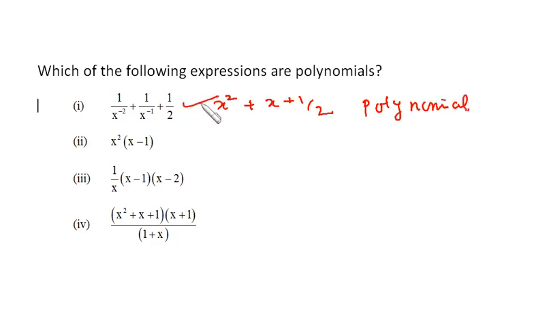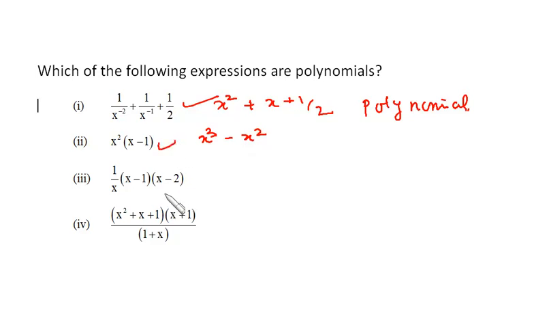Now in this case it is x square into x minus 1. Suppose we expand it, it is x cube minus x square. Further, the variables are having positive powers, or we can say non-negative integral exponents. So further it will also be a polynomial.